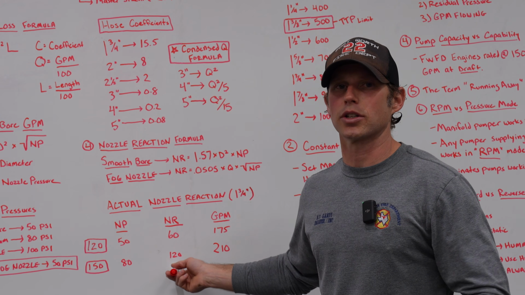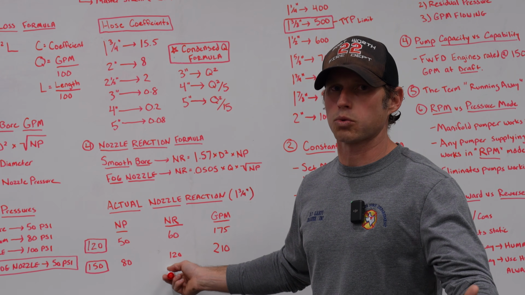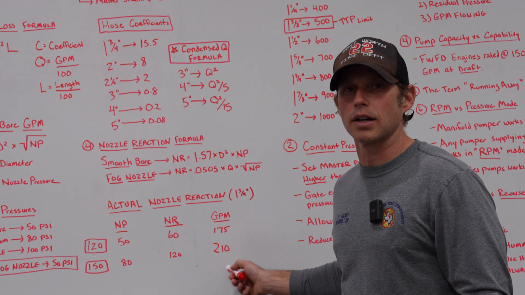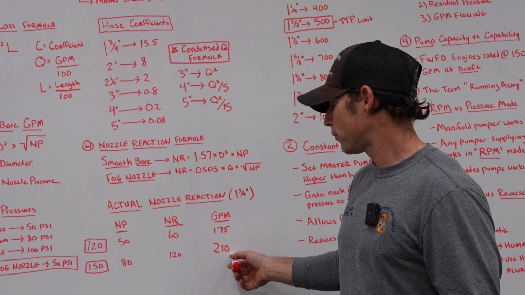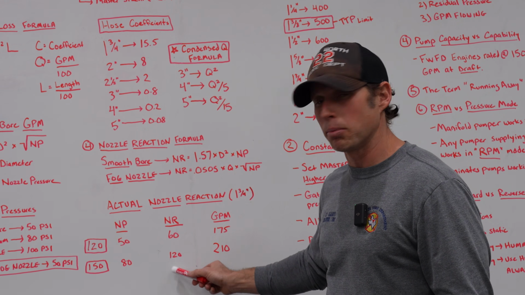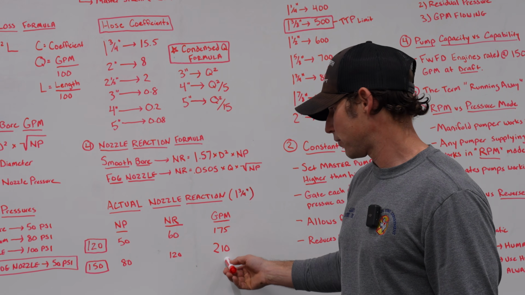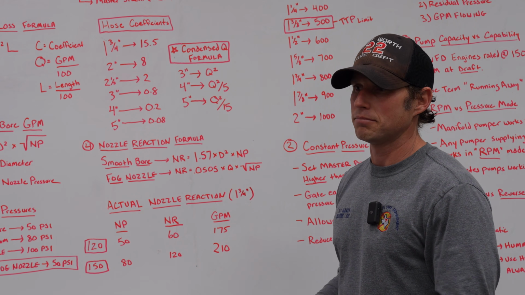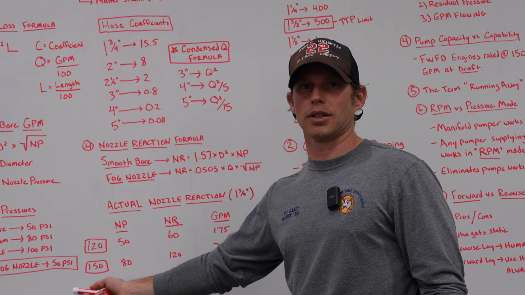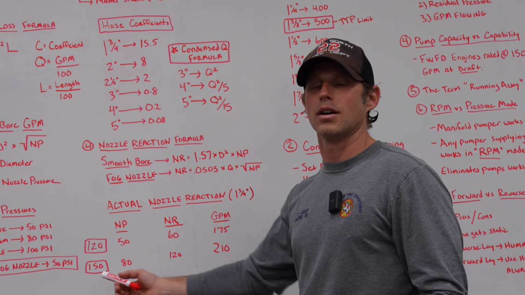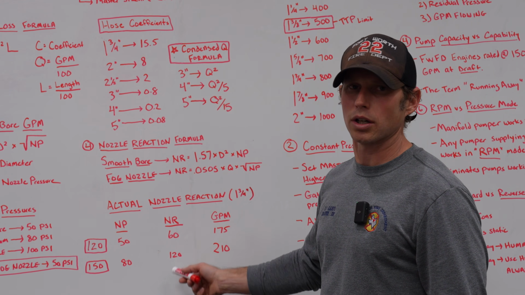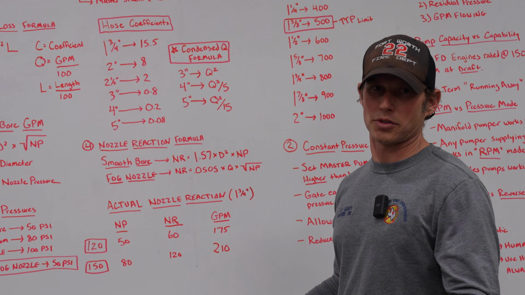Your nozzle reaction doubled. So you're working twice as hard on that nozzle reaction, and your gallons per minute went from 175 to 210. So roughly a red line's worth more of water. To me, doubling your nozzle reaction to get roughly 35 more gallons per minute doesn't make any sense at all. It isn't worth it. So can guys handle this? Absolutely. We got plenty of people that can handle this, but why? They're not getting much more water, and they're having to work a lot harder in order to work that nozzle through the fire.